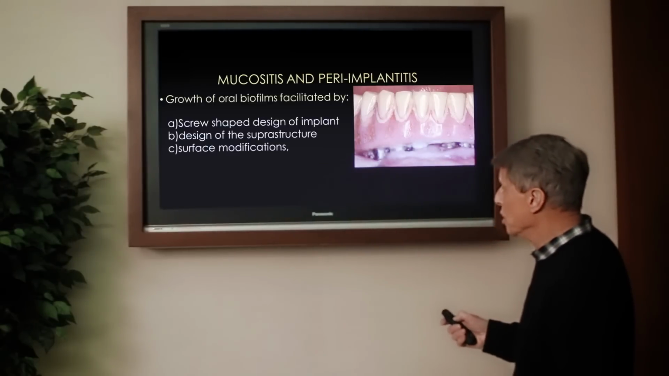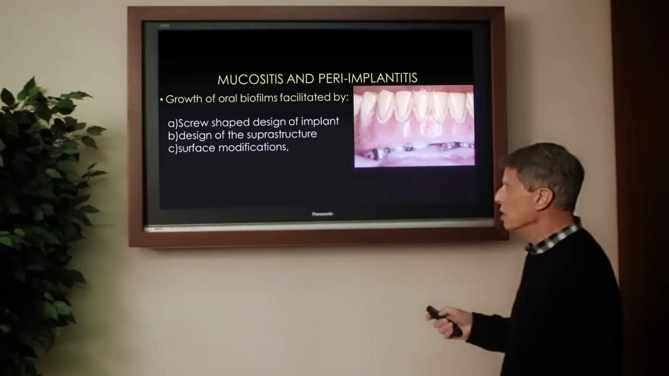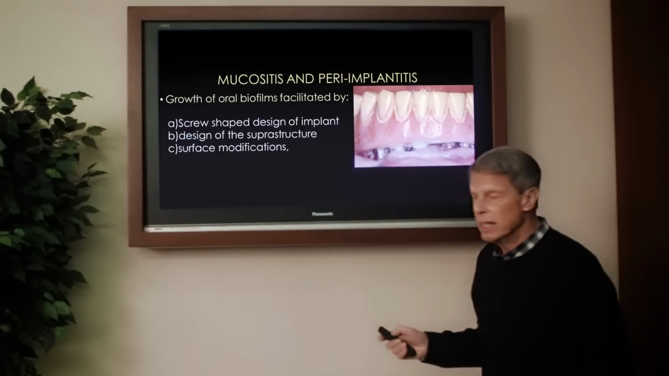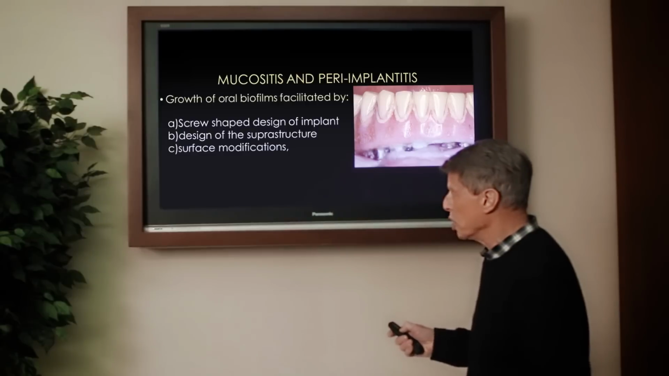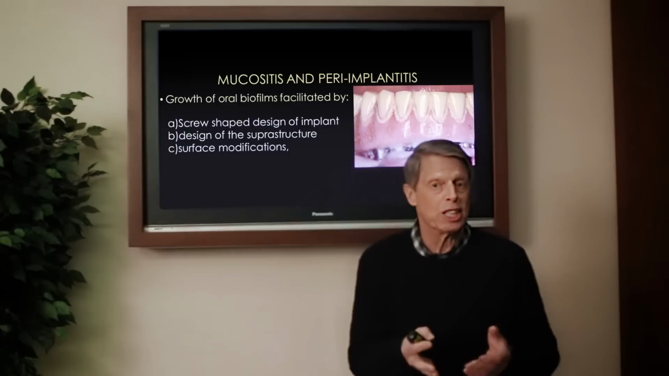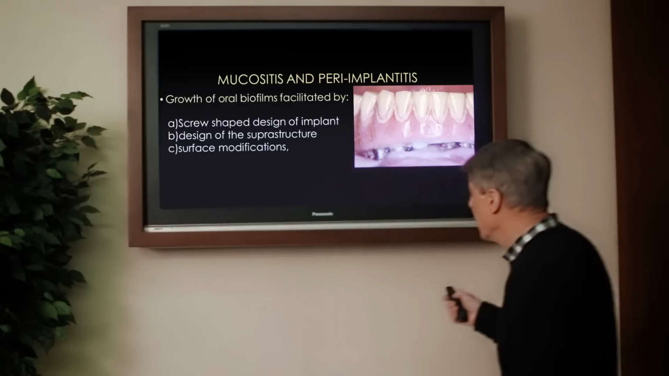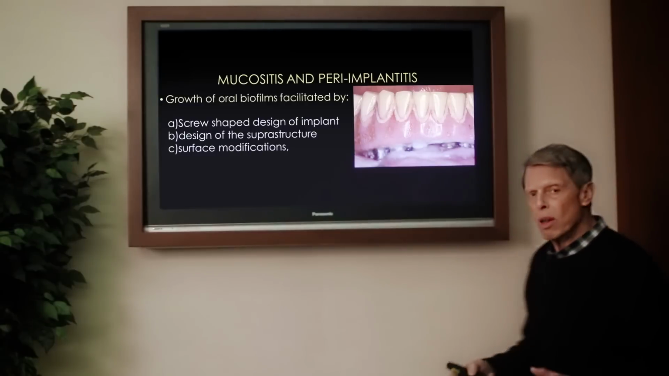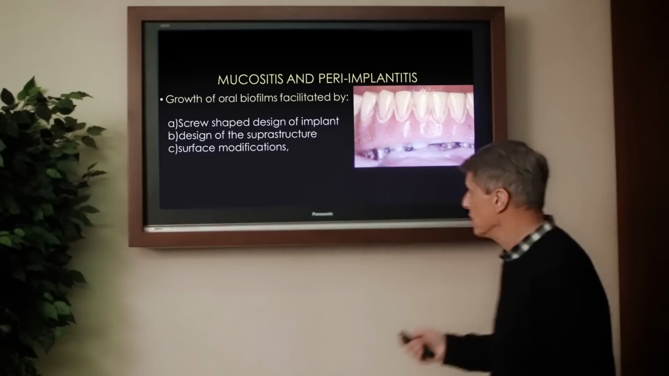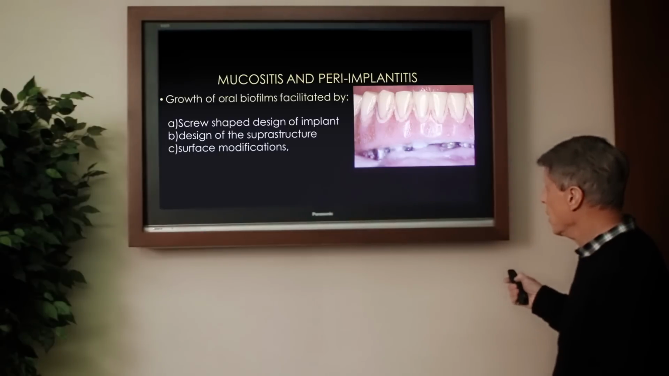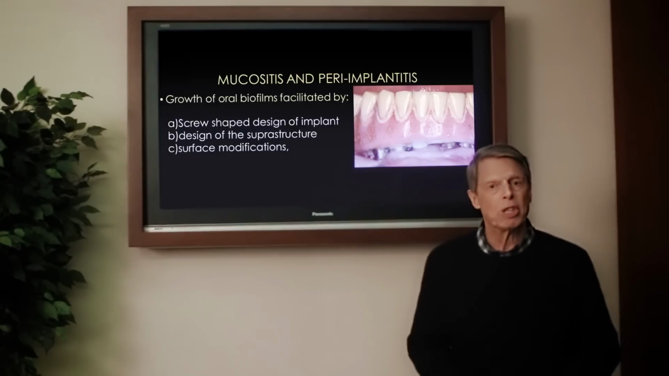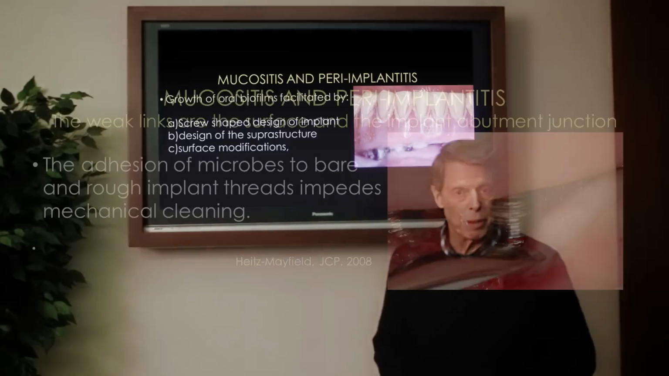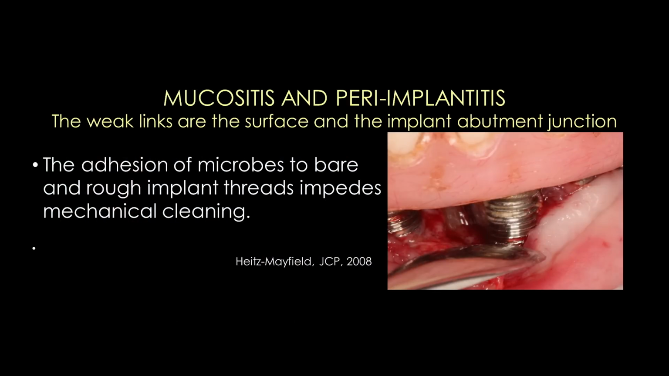Another problem we have is the growth of oral biofilms is facilitated by the screw-shaped design of the implant, the design of the superstructure, and the surface modifications, be it the rough surface of the implants. So we take a look at this case here, and all of us have implant cases like this. There's no way that this patient can get underneath this framework to keep this area clean. This is a problem. The weak links are the surface and the implant abutment junction, and the adhesion of microbes to bare and rough implant threads impedes mechanical cleaning.